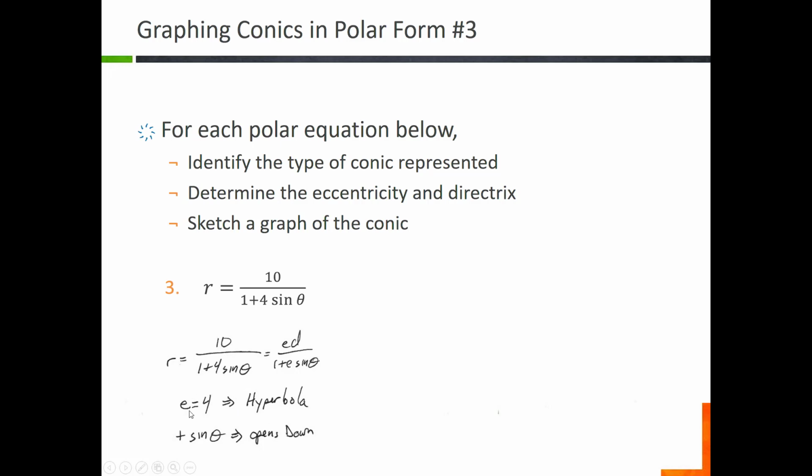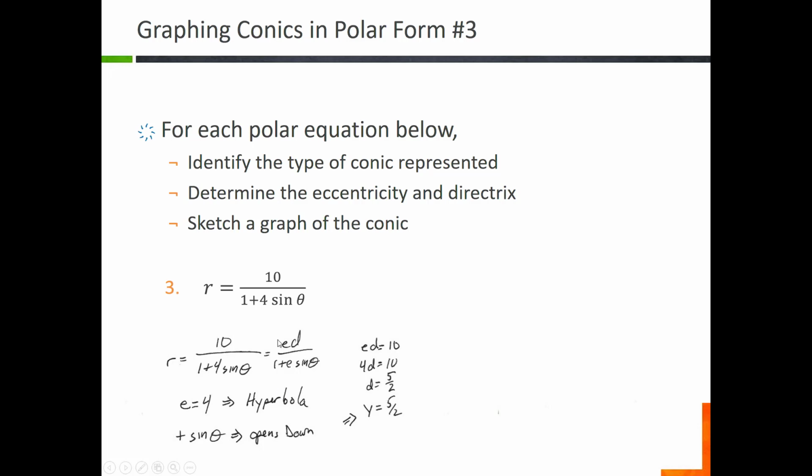I can also quickly just observe that it's a plus sign in the denominator, which it's now sine. We haven't done that for a while. But plus sign means the graph opens down. Right? Sine is vertical and it goes in the opposite direction, so plus sign goes down.